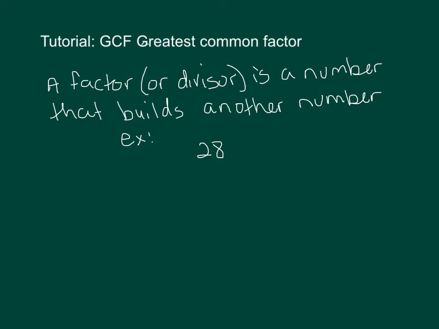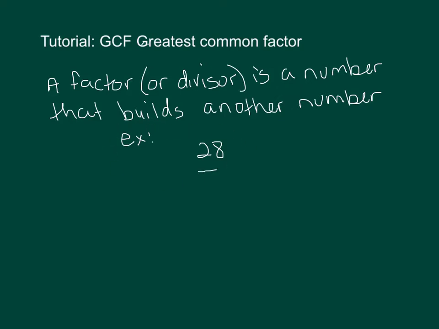This is the tutorial for GCF, the greatest common factor. And a factor, before we get into how to find the greatest common factor, let's look at what a factor is. A factor, or divisor as it is sometimes called, is a number that builds another number, that you could divide evenly into a number. So let's use 28 as an example.